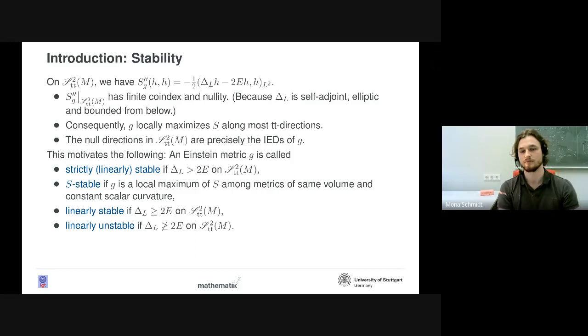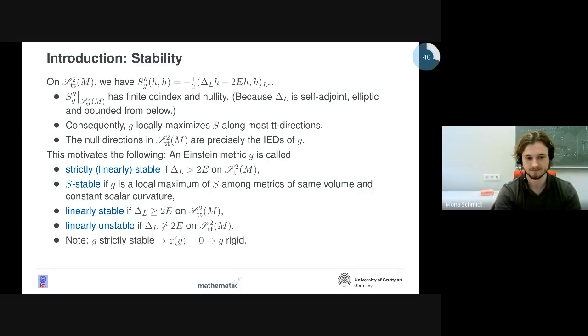that is an eigentensor of the Lichnerowicz Laplacian to a smaller eigenvalue than 2e. Note that if you can show that some metric is strictly stable, so this here holds, that means there are no eigentensors to the critical eigenvalue 2e. In particular, it means that the space of IEDs is trivial, and this means in particular that g is rigid, because if it has no infinitesimal deformations, it cannot have any deformations at all.